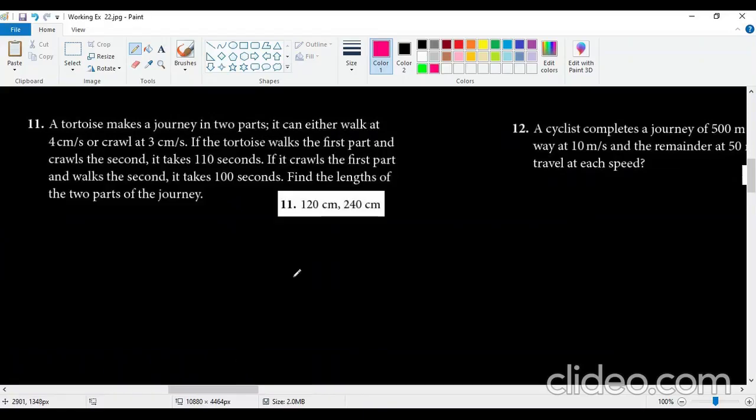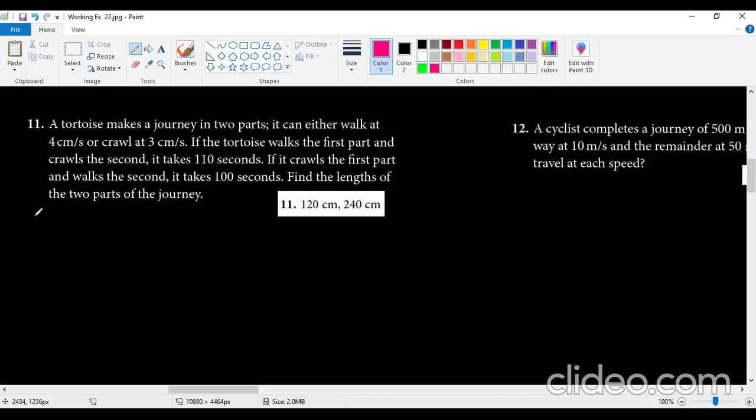In question number 11, it says a tortoise makes a journey in two parts. It can either walk at 4 centimeters per second or crawl at 3 centimeters per second. If the tortoise walks first and crawls second, it takes 110 seconds. If it crawls the first part and walks the second part, it takes 100 seconds. So find the length of the two parts of the journey.